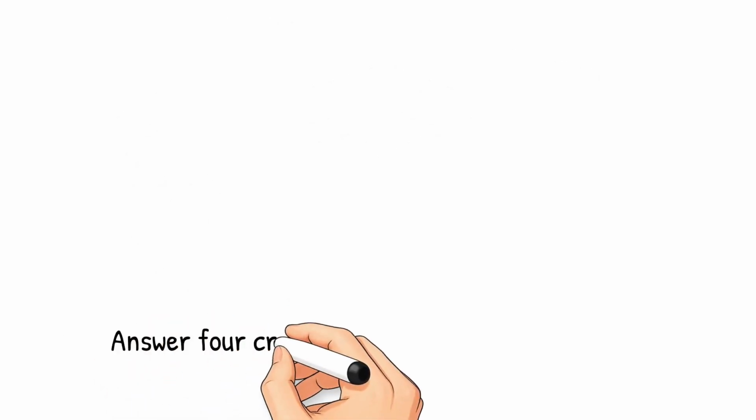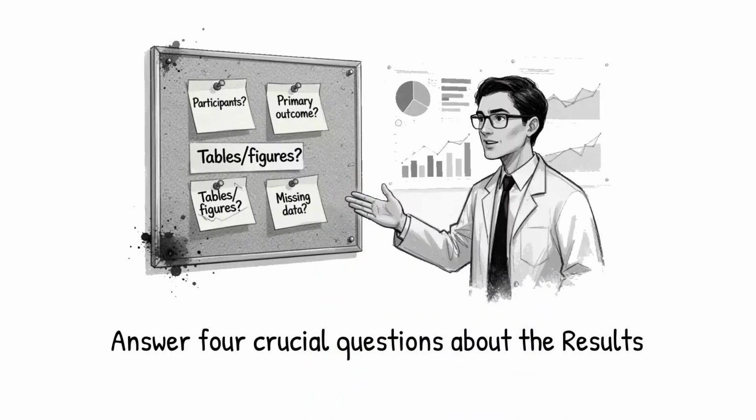By the end of the results section, you should be able to answer 4 questions. How many participants were in the final analysis, and what happened to everyone else? What was the primary outcome, and what exact number answers it? What do the tables and figures show beyond the abstract summary? And is there anything the methods promise that the results doesn't fully deliver?